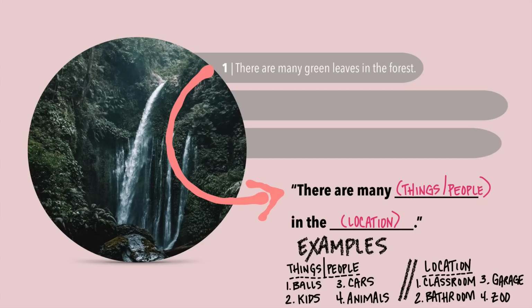For instance, for things and people, number one, balls or kids or cars or animals. And if we change the sentence using this pattern, we can say, there are many balls in the, now look at location, classroom. Or we can say, there are many kids in the bathroom. Next, there are many cars in the garage. And finally, there are many, you guessed it, animals in the zoo. You see, these are the tools and tips that we are going to go over in today's English video lesson.